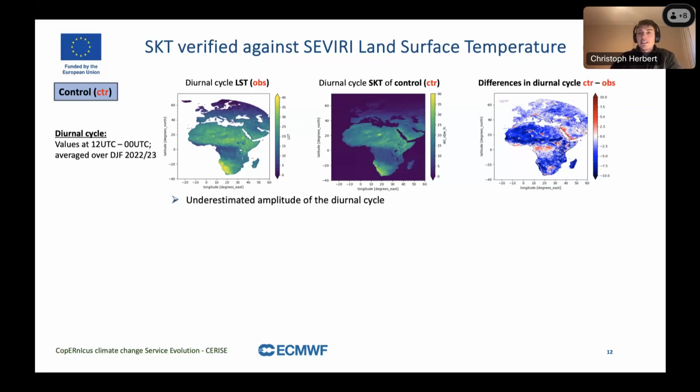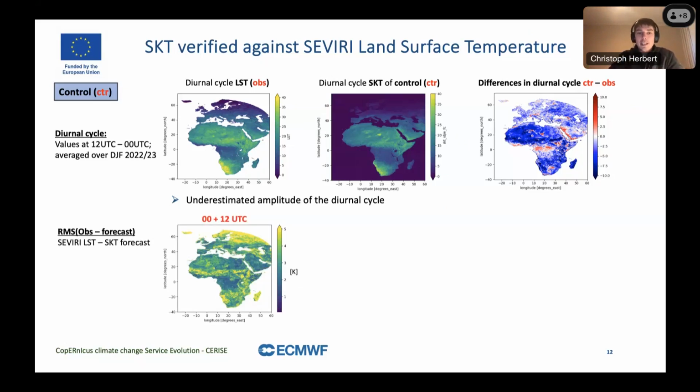If you look at the differences on the right-hand side, the blue ones mean a reduction of the diurnal cycle. So already in our control experiments, we have a reduced diurnal cycle of about 10 Kelvin here, looking at the difference between high noon and midnight, so the 12 minus the 0 UTC analysis time.